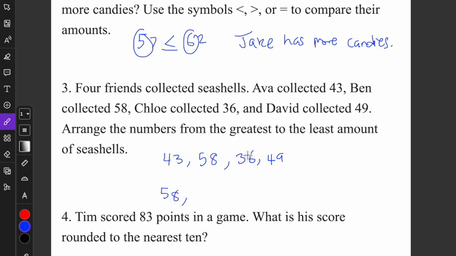But then we have 2 numbers with the same tens place, 43 and 49. So we move to their ones place. We compare their ones place. So 43 has a ones place of 3, and 49 has a ones place of 9. Since 9 is greater than 3, 49 is the next number. Then 43 and 36, because 36 has a tens place of 3, which is less than 4 or 5. And that's all.